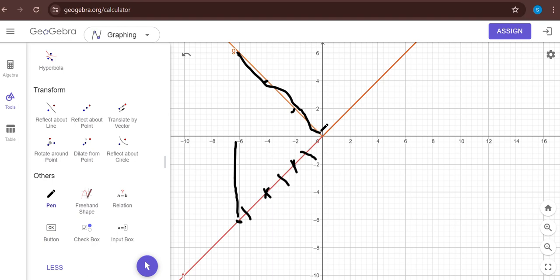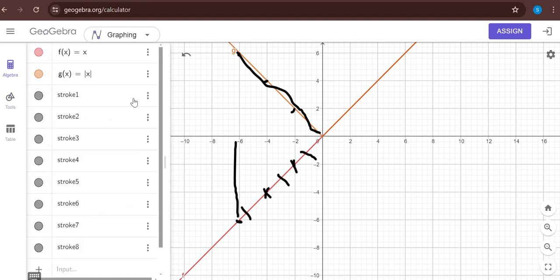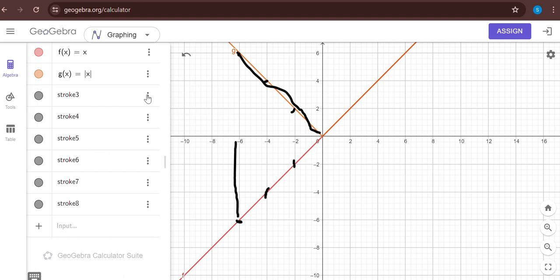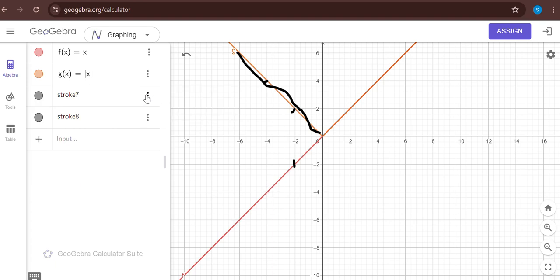Sorry, my handwriting is very bad. Right now I am using my keypad and mouse and all, that's why my handwriting is very bad. But very soon I am going to use this pen and all, so don't worry. But I hope the understanding is very clear.